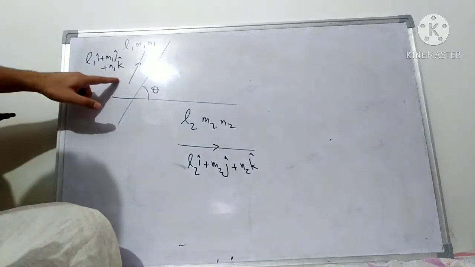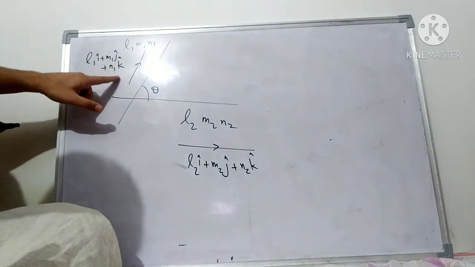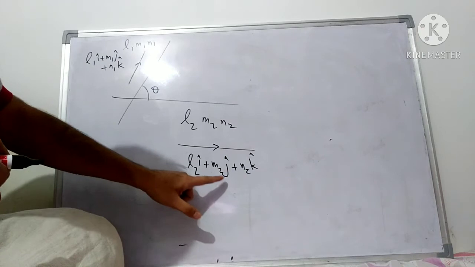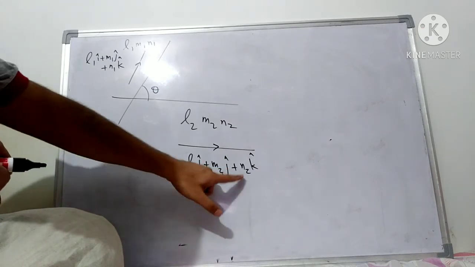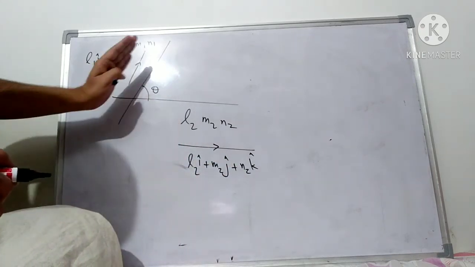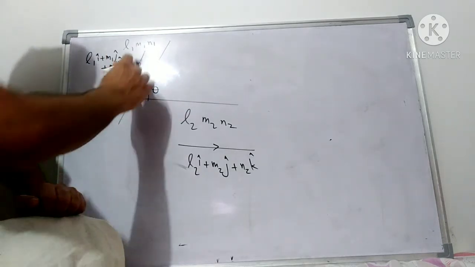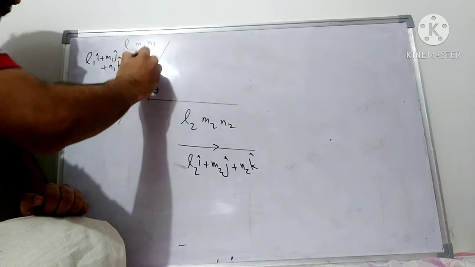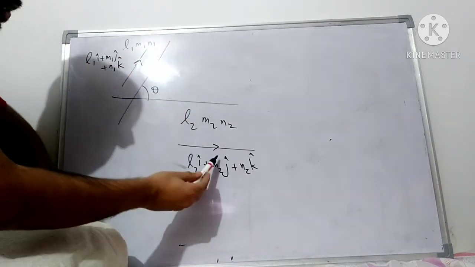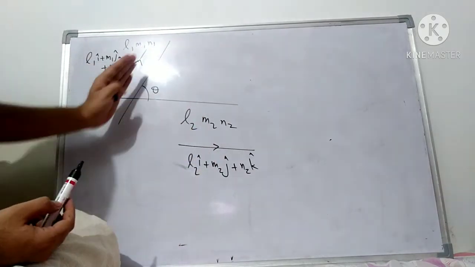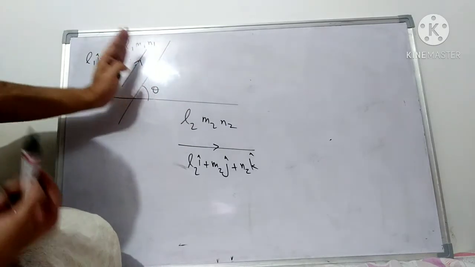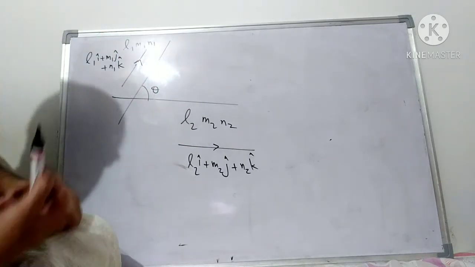The unit vector parallel to this line will be L1 i cap + M1 j cap + N1 k cap. The unit vector parallel to this line will be L2 i cap + M2 j cap + N2 k cap. So now the angle between these two lines will be the same as the angle between these two vectors, because this vector is parallel to this line and this vector is parallel to this line. So the angle occurring between these two lines will occur between these two vectors also.